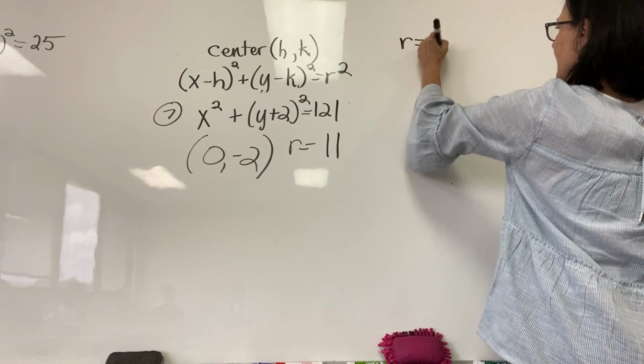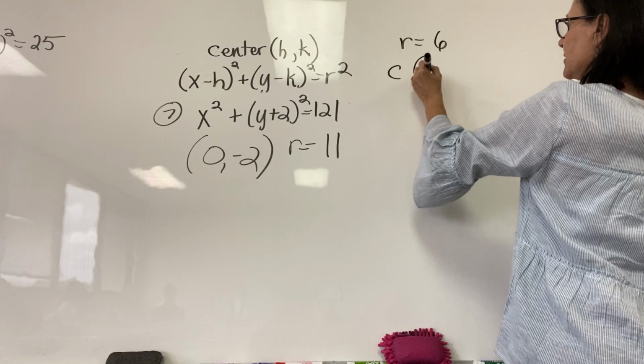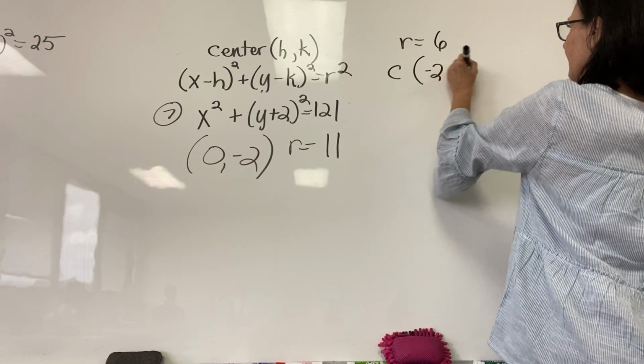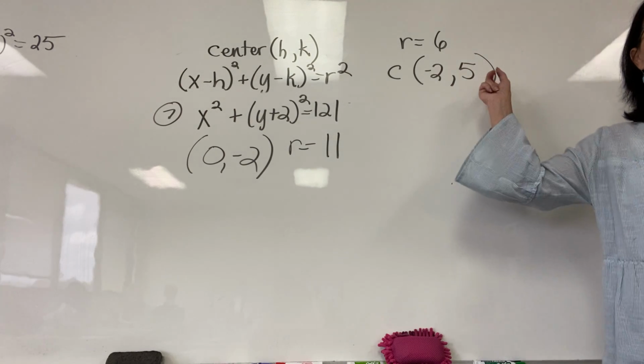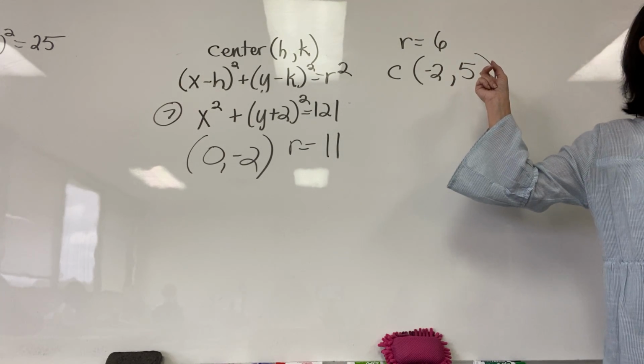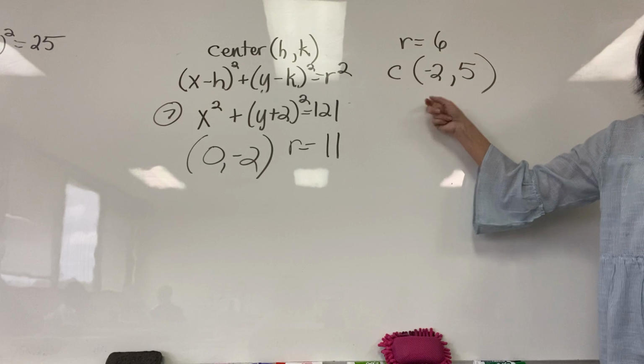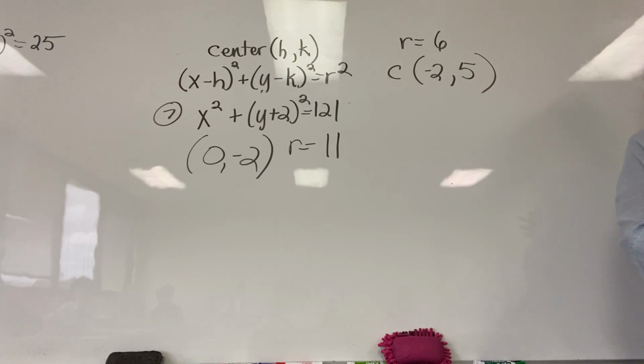Okay, now I'm going to give you some information. If the radius is 6 and the center is -2, 5, everybody write the equation. Write the equation for the circle. If the radius is 6, the center is here. Write the equation.